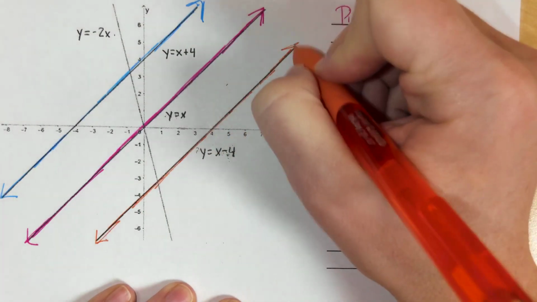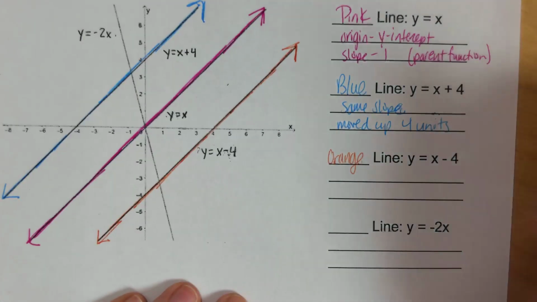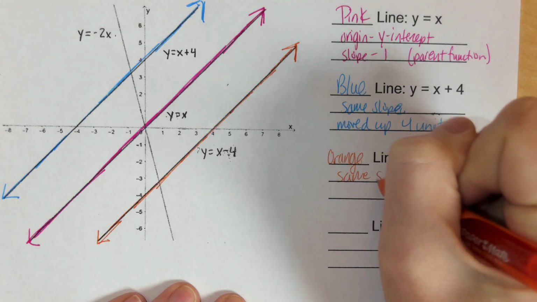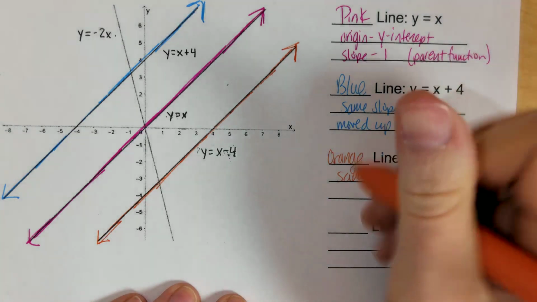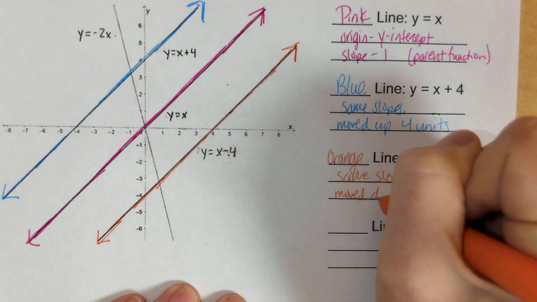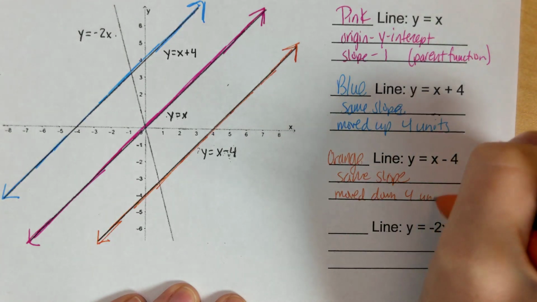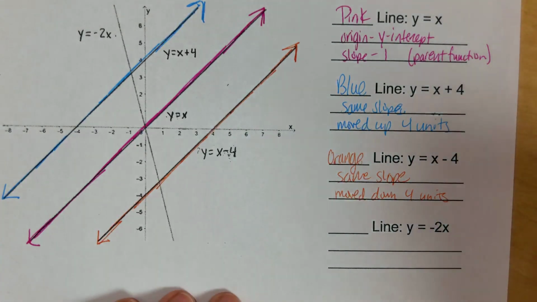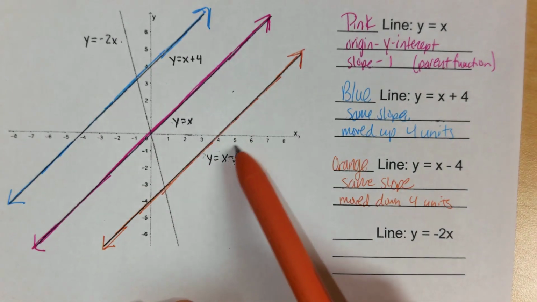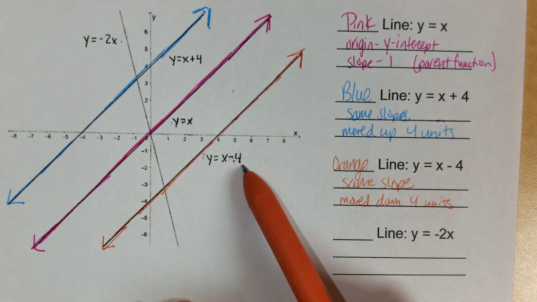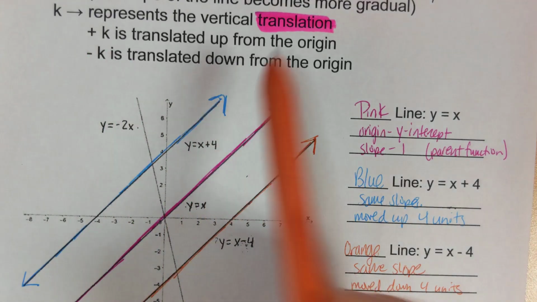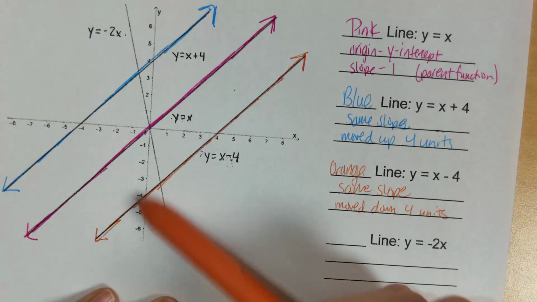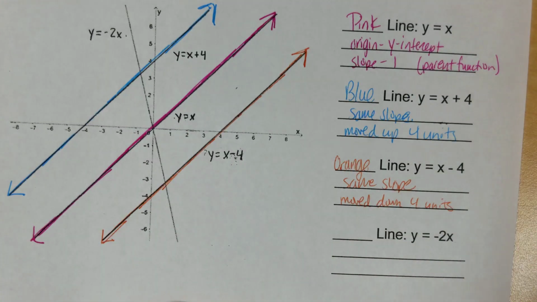What you'll notice here again about this one is that it has the same slope as the original parent function, but it has been moved down 4 units. You'll notice that the only change to the equation is that it's a minus 4, which makes sense because it's minus k, translated down from the origin. So we just slid it down, same slope.